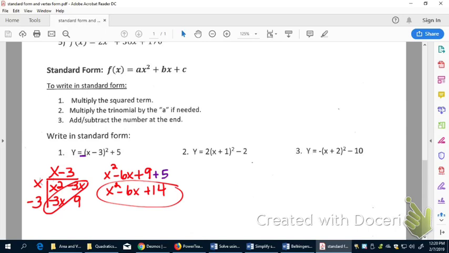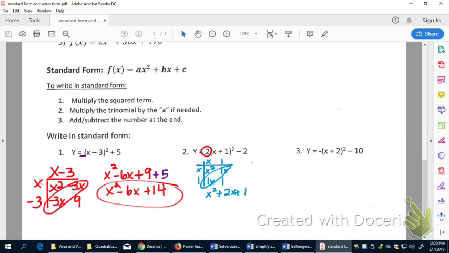What does number 1 say in the directions? Multiply the squared term. So I've got to do the (x + 1) first. I don't do anything with that 2 in front yet. I have to square it first. Okay? So x times x is x². x times 1 is 1x. 1 times x is 1x. 1 times 1 is 1. Combine that middle term, so we get x² + 2x + 1.